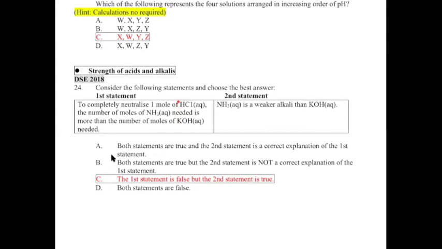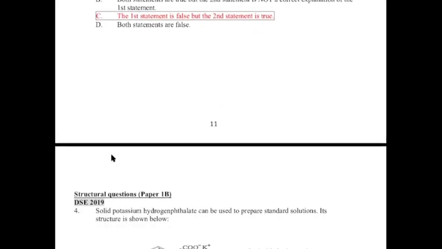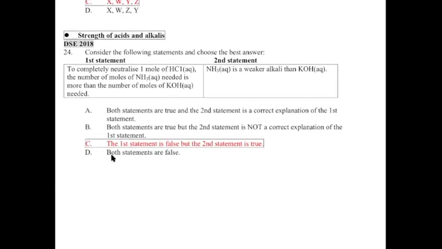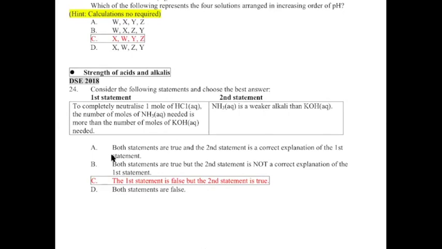So for this one, it would require the same number of moles of the weak alkaline ammonia and the strong alkaline potassium hydroxide, because the number of hydrogen ions stays the same. The same amount of hydroxide ion is required. Second statement, ammonia solution is a weaker alkaline than potassium hydroxide solution. Yeah, that's a fact that you need to remember. Okay, that's all for MC. So any question for MC?